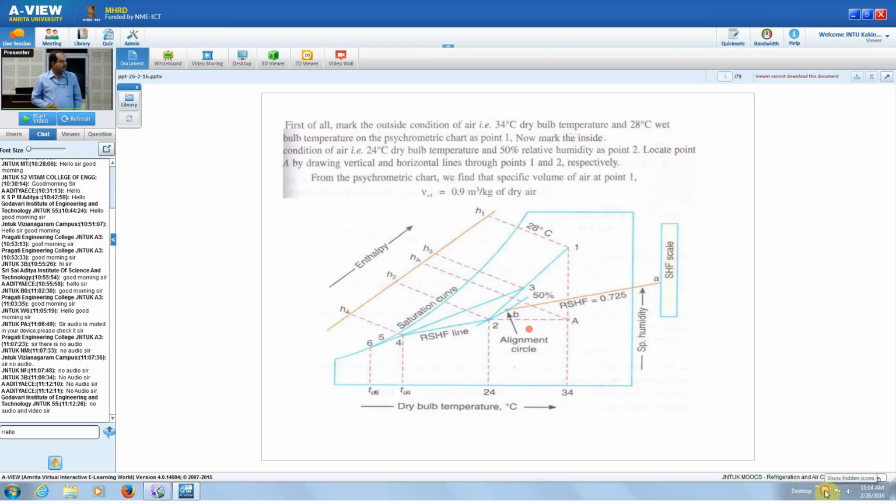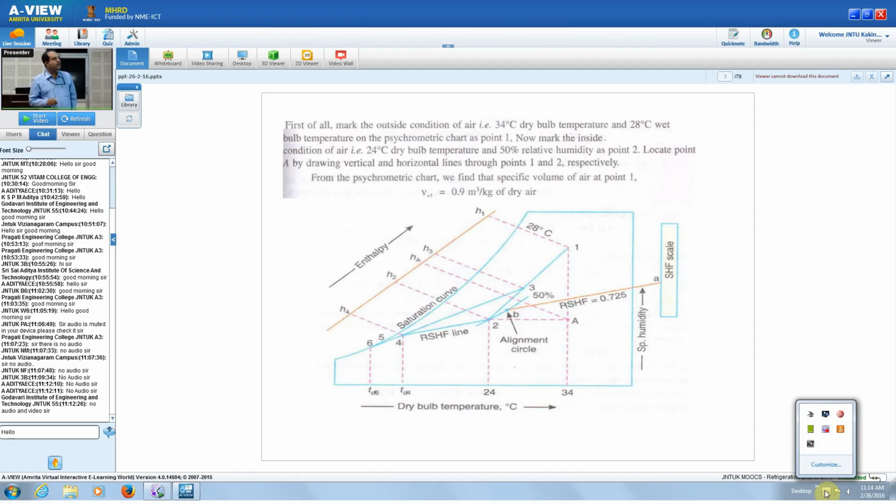WBT. See, these lines are radial temperature lines, and this is 34 degrees centigrade. The wet bulb temperature is on the saturation line, so this point is on the wet bulb temperature line. These are the inclined lines. You extend this line, and the DBT line also, and where these two coincide, that point is point number 1. So that is the wet bulb temperature on the psychrometric chart as point 1.